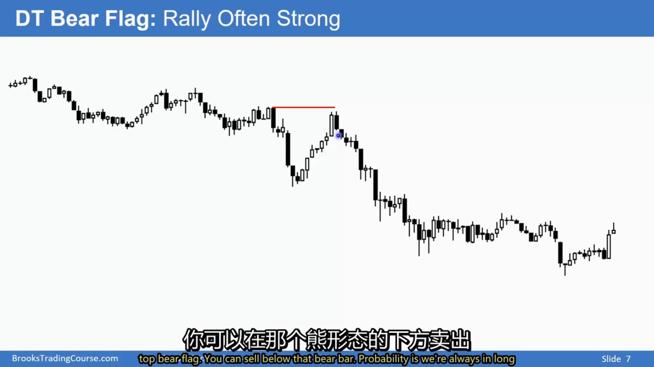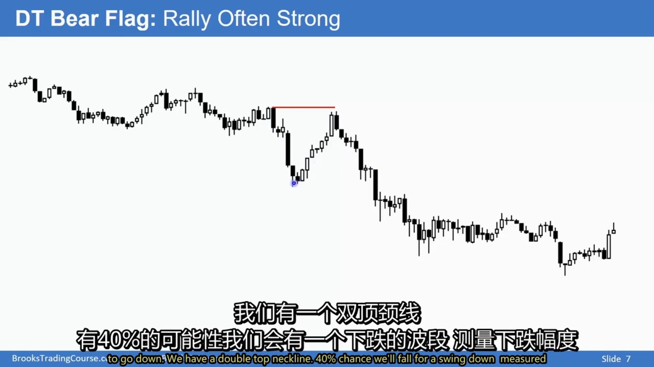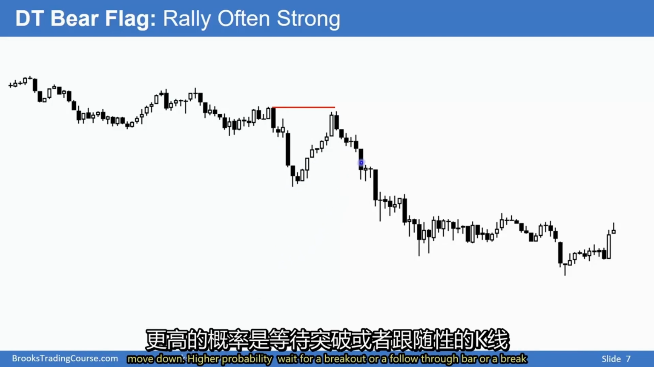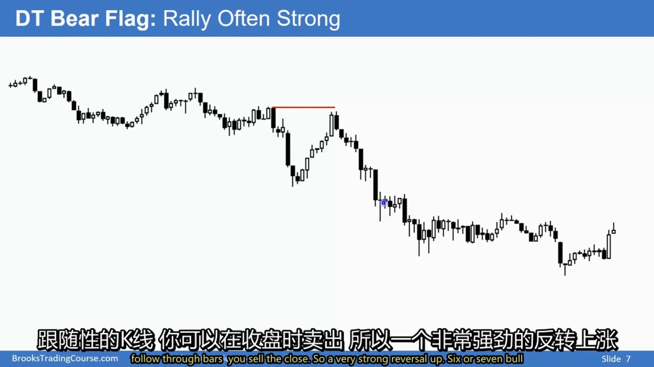Probability is we're always in long, so probability is we're going to go sideways. However, there's a 40% chance that we're going to go down. We have a double top neckline. 40% chance we'll fall for a swing down, measured move down. Higher probability, wait for a breakout or a follow-through bar, or a break below the double bottom attempt, especially a big breakout like that, and one of these follow-through bars, you sell the close.